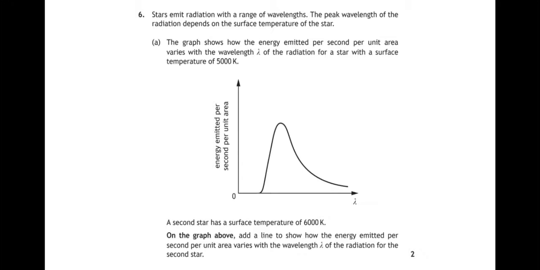So there are two things that happen with greater temperature. Firstly, a higher temperature causes more energy to be emitted per second per unit of area. So the graph will peak higher, but it will also have a peak wavelength that is shorter. So we need to show the peak moved towards the left of the graph and a higher peak as well, because it's emitting more energy per second per unit of area and is also peaking at a shorter wavelength or higher frequency.